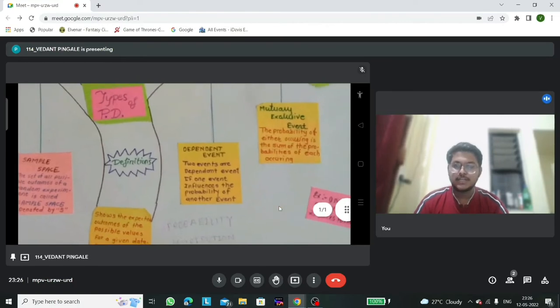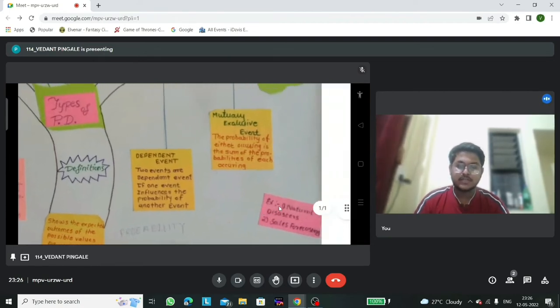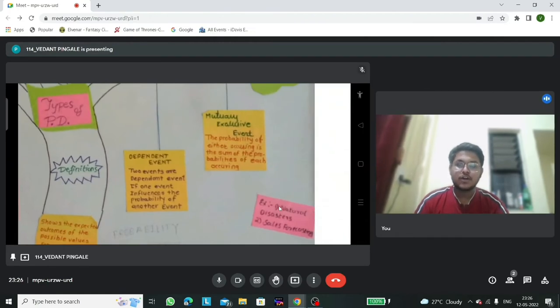Next is dependent event. Two events are dependent events if one event influences the probability of another event. For example, if there are again two events, event A and event B, and occurrence of event B is affecting the occurrence of event A, then they are both dependent events. Next is mutually exclusive event. If the probability of either occurring is the sum of the probability of each occurring, then the events are mutually exclusive events.